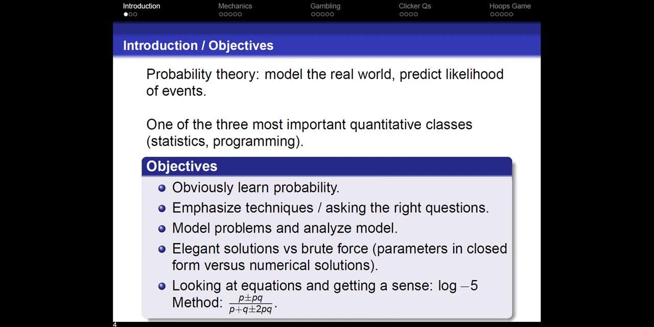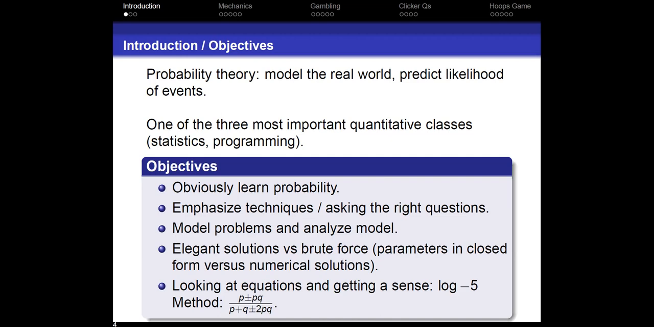Frequently, the problems will be so complex that if you write down a model that incorporates everything, there's no way in hell you're going to be able to solve it. So you have to try to decide what are the key features and what's going to give you a good enough answer. Sometimes you will have elegant solutions. Sometimes you have to do things by brute force.